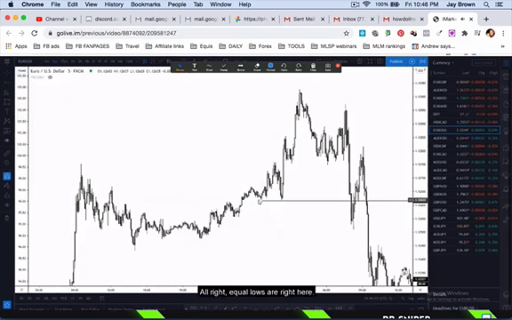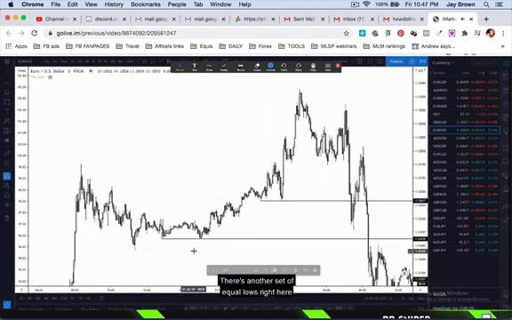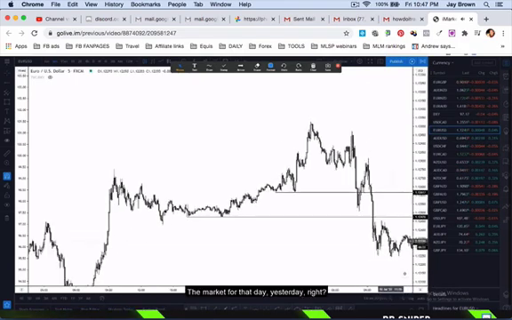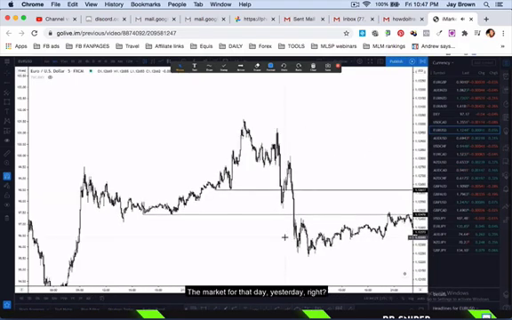All right, equal lows are right here. Boom, that was given. There's another set of equal lows right here that were given. Boom. The market for that day, yesterday, right? Perfect. Target of equal lows and of later equal lows. And actually this low was given as well.